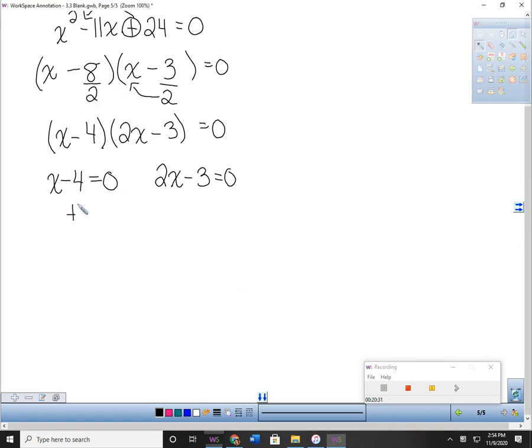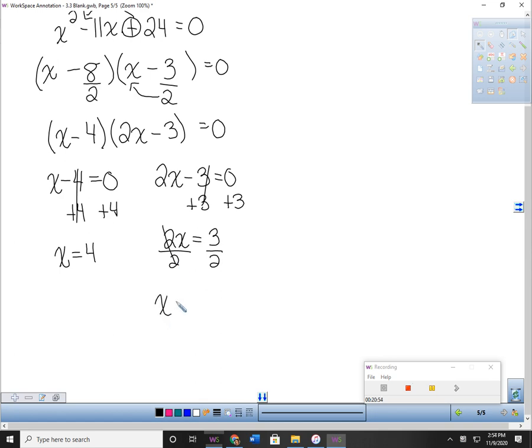That's going to give me a positive 4. And then over here to solve for x, I would have to add 3. And then divide by 2. So I get 3 halves.